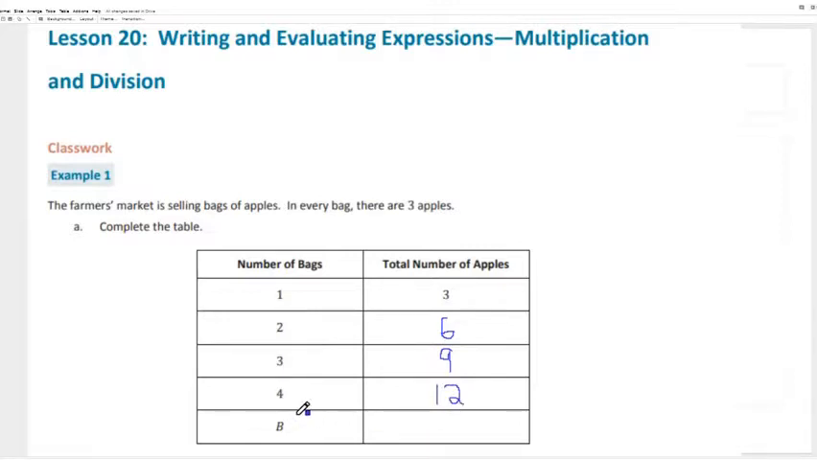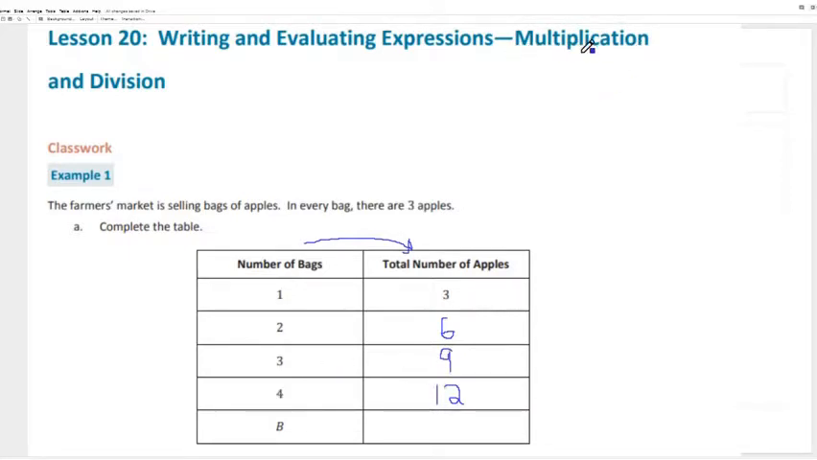All right, now the last part here says that there's B number of bags. So if I just give you a number of bags, you should be able to determine how many apples are in them. Well, this is when we look at the relationship between bags and how many apples are in it. So what's going on with this number to get the number next to it? Well, if we look at this, 1, how do we get to 3? 2, how do we get to 6? 3, how do we get to 9? And 4, how do we get to 12?